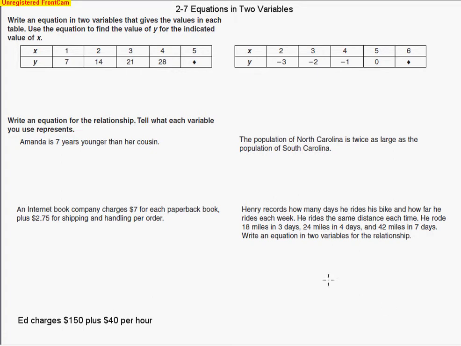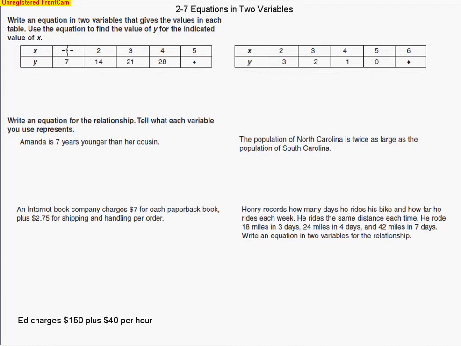Today we are going to write equations in two variables. And the first example, or first question, asks us to give the values in each table. Given these values in each table, we're supposed to write an equation and then also figure out what this missing value is. And so what you have to do is compare the x values to their corresponding y values.